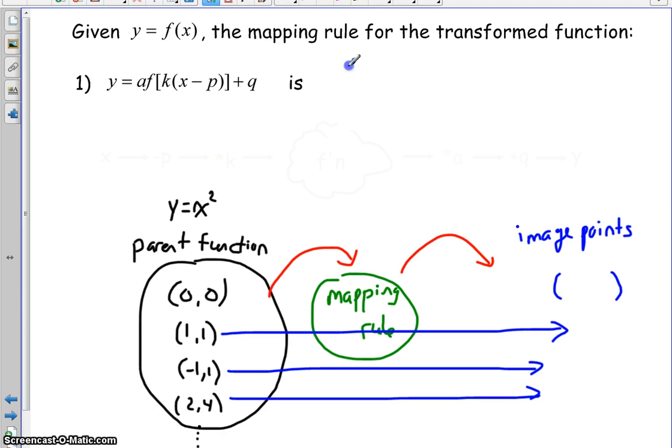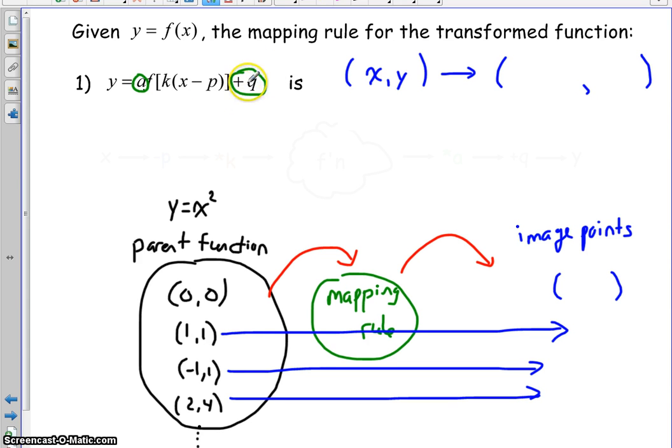So for starters, when you're starting a mapping rule, there's an x and y component to it, right? One involves a transformation that happens to x, and one involves a transformation that happens to y. And you're looking for a pattern here based on what you saw when you were doing your investigation. One thing you probably know is that anything that happened to the y values, so anything that happened sort of outside that f right here, outside the function, happened the way you'd expect it to.